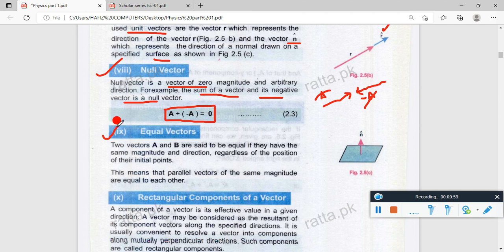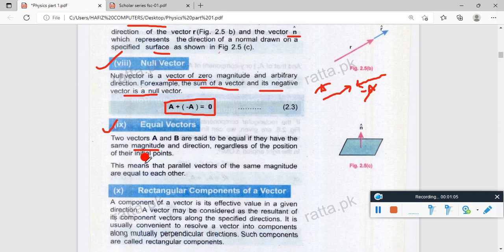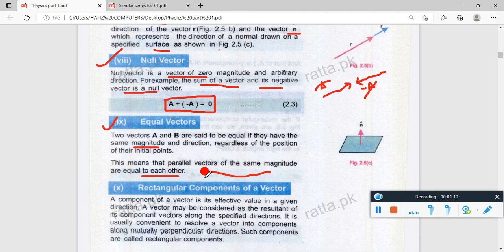Next one is equal vectors. Two vectors A and B are said to be equal if they have same magnitude and direction regardless of the position of the initial point. This means that parallel vectors of the same magnitude are equal to each other. Two vectors, if they have same magnitude regardless of the position of their initial points, are said to be equal vectors.